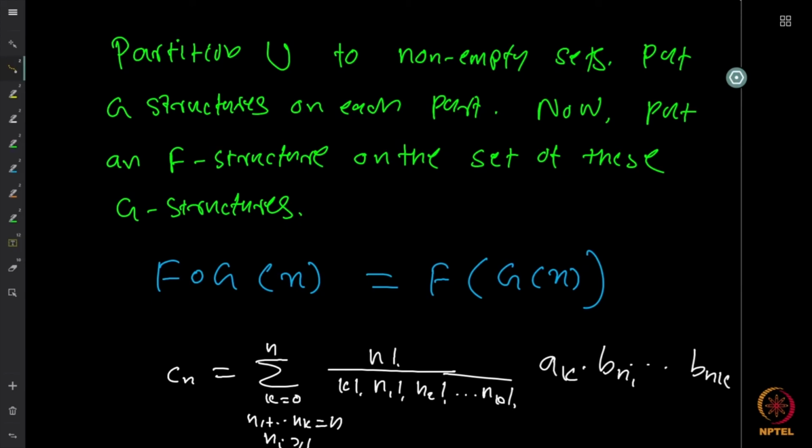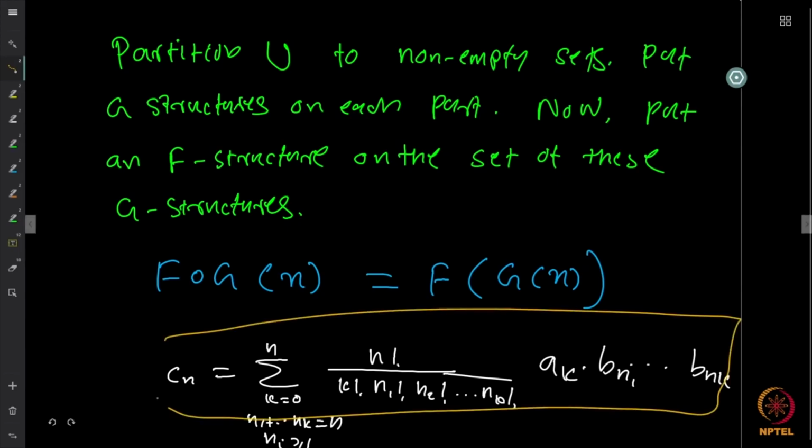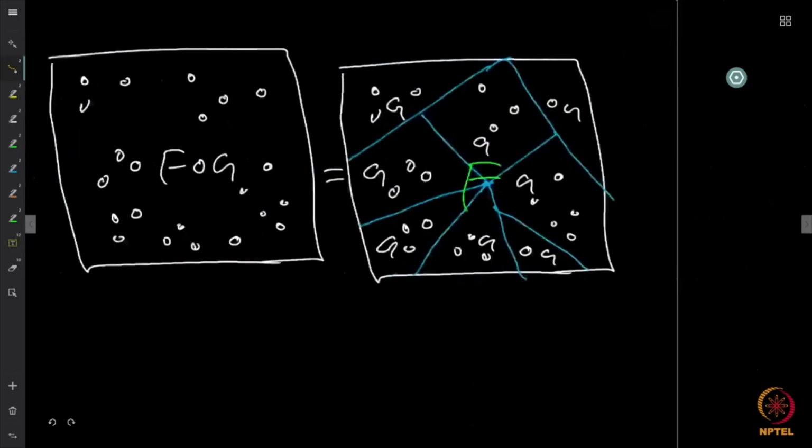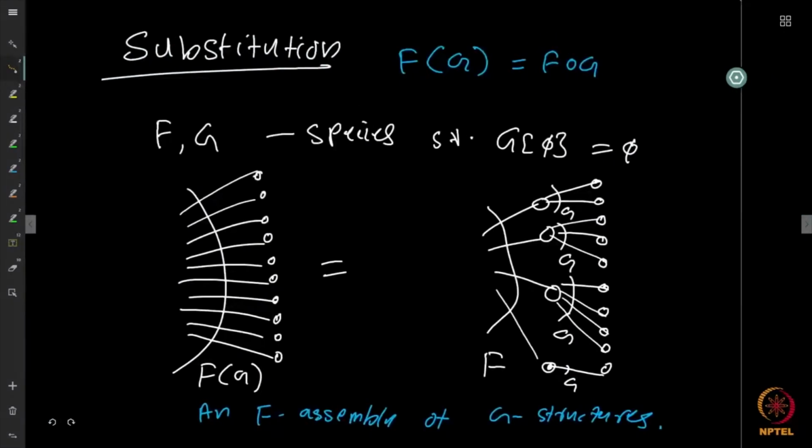So this should be familiar to you, because we discussed this when we were looking at the composition of generating functions, and it's essentially the same thing. We are just looking at it in terms of species now, and seeing that what is happening is precisely this.